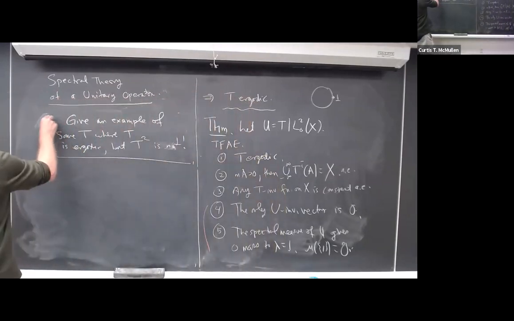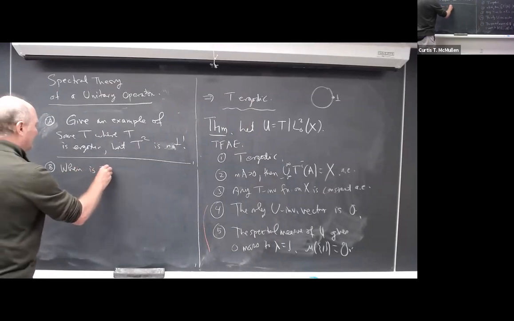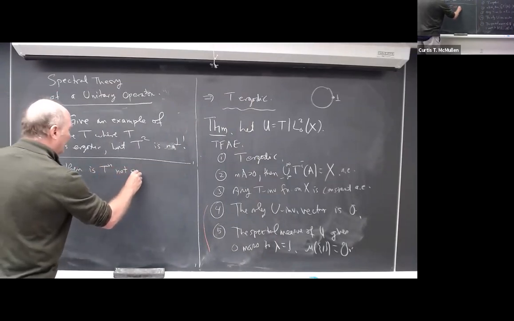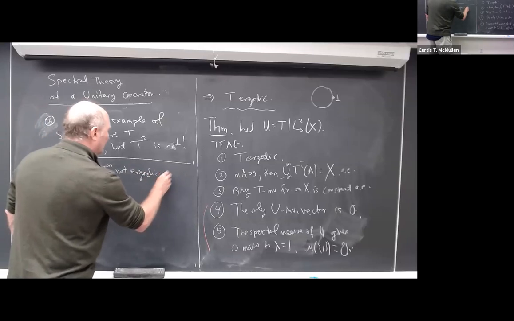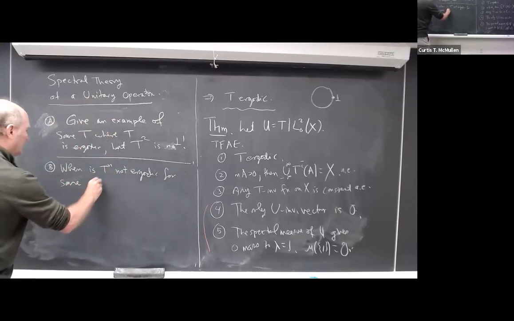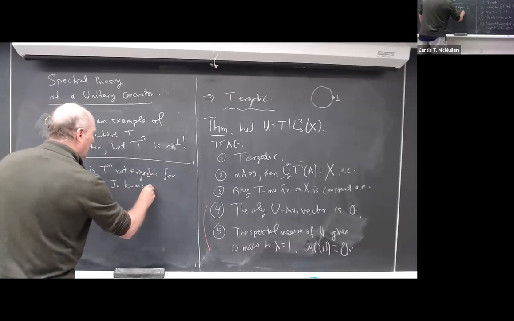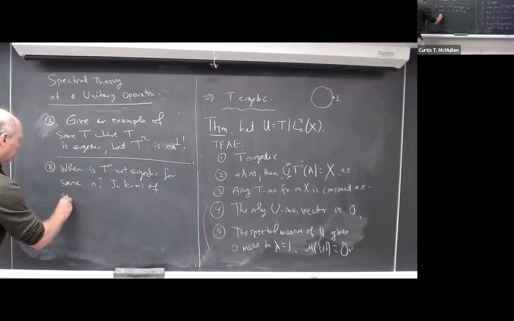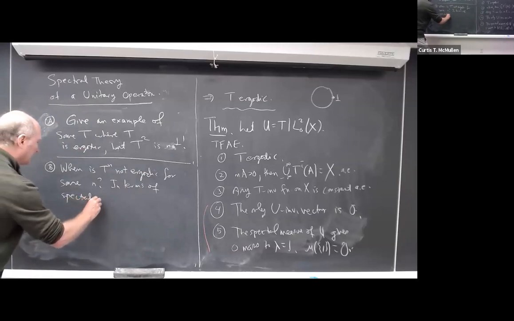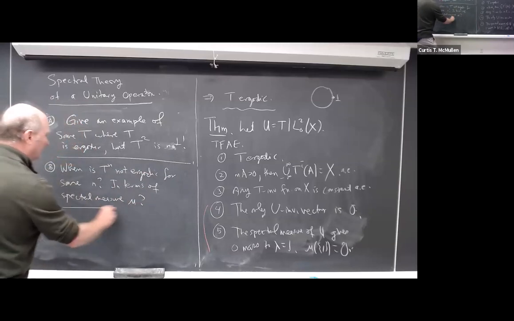And secondly, when is T to the n not ergodic for some n? Can you explain this in terms of the spectral measure for U? How can we detect when this strange phenomenon occurs?